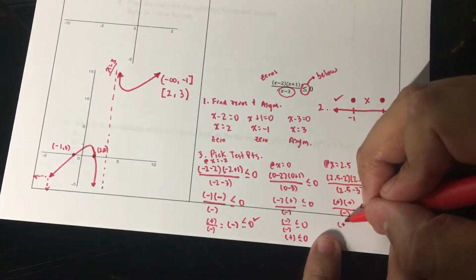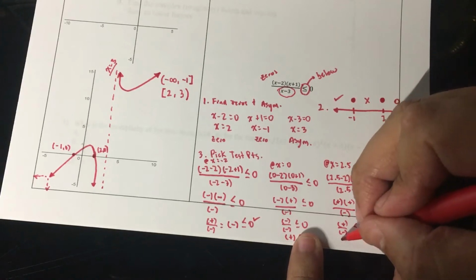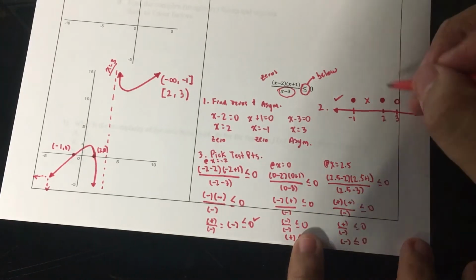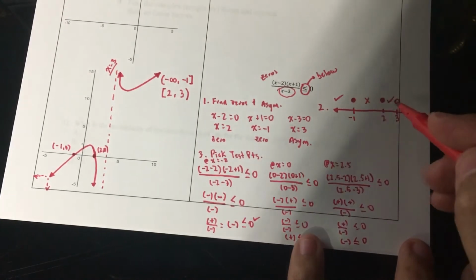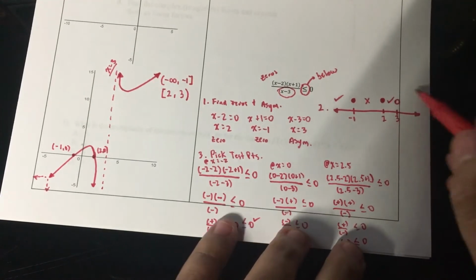Positive times positive is positive, divided by a negative will result in a number that's negative. Is a negative number smaller than 0? Yeah, so in here, in this little space, that works. And I have one more space, so somewhere over here.